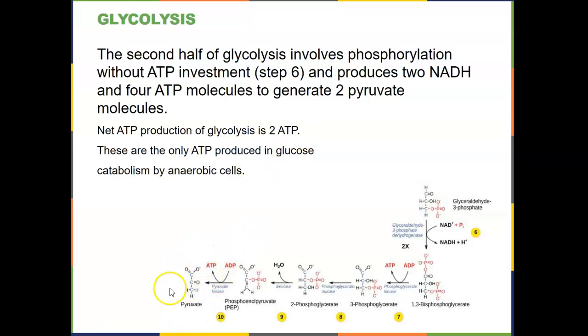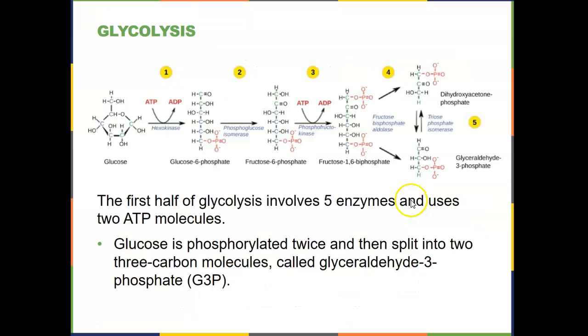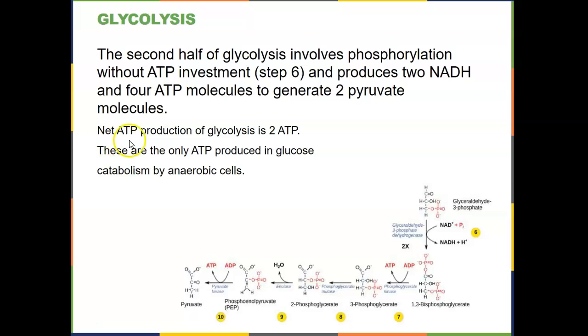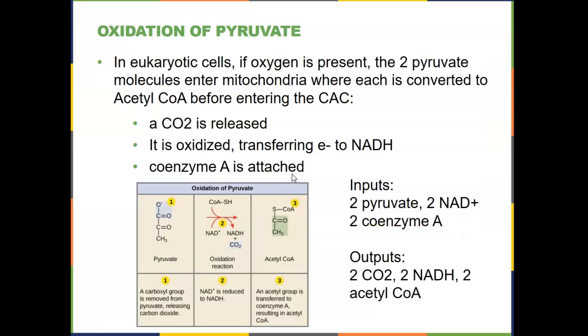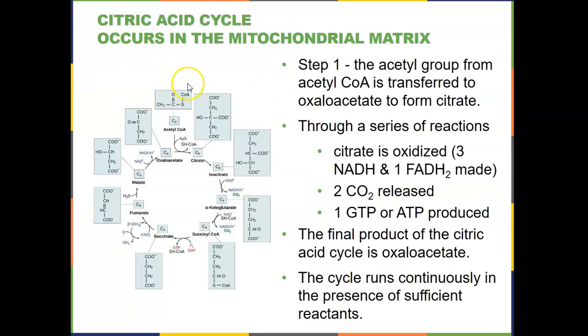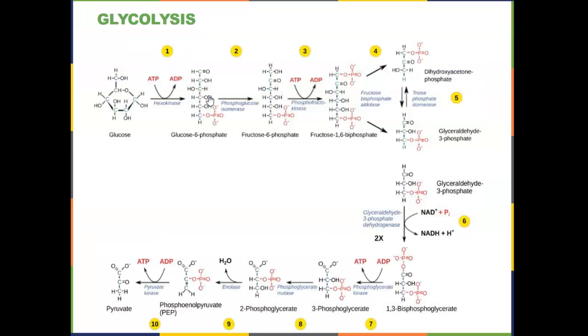And pyruvate is the product here. Every living cell on Earth does this one way or another and generates 2 ATP from a glucose molecule or something similar. All living cells do that. All of your cells do that. Now, in the world of eukaryotic organisms, only those organisms that have mitochondria can go on to the next portion of the process, which is the oxidation of pyruvate and the citric acid cycle. That requires a mitochondrion.